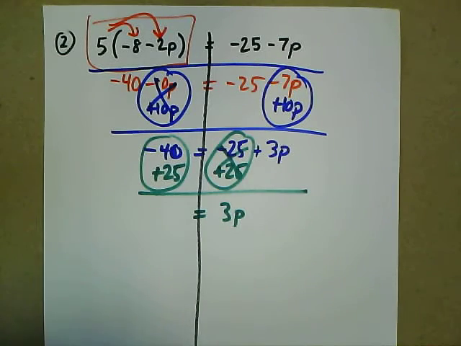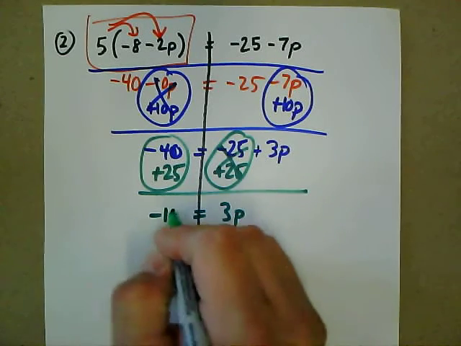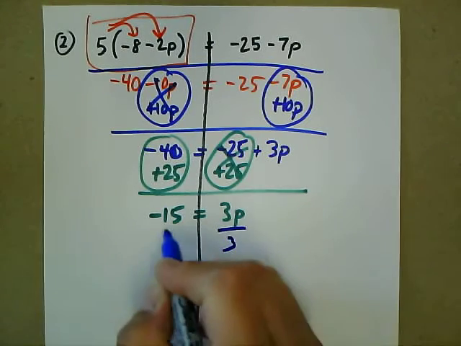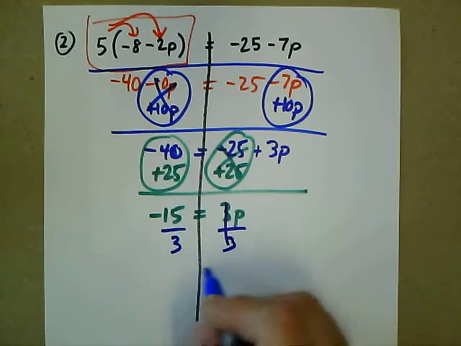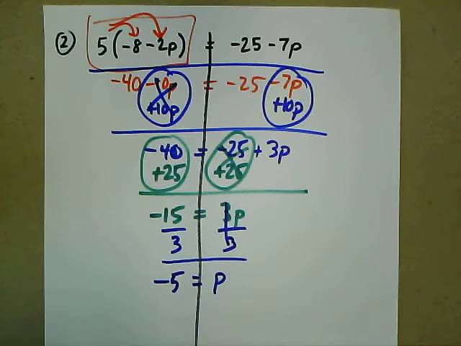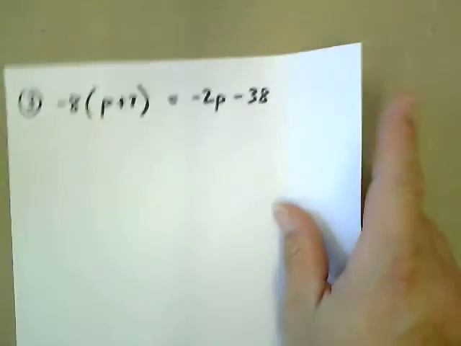And -40 plus 25 would be -15. And then your final step is to go ahead and divide by the 3. We're left with p equals -5. Write that one more. Doing the same way.